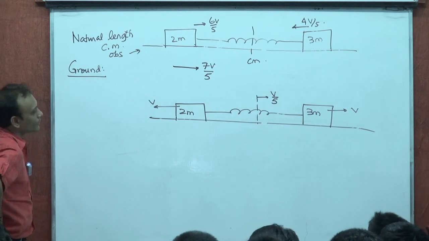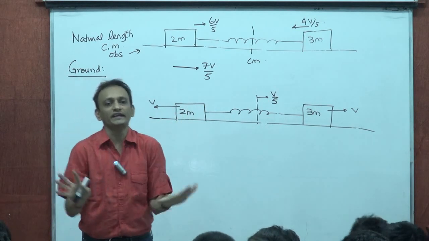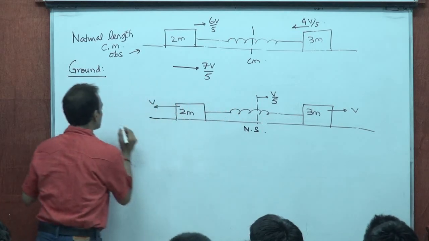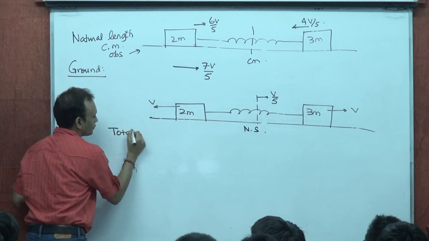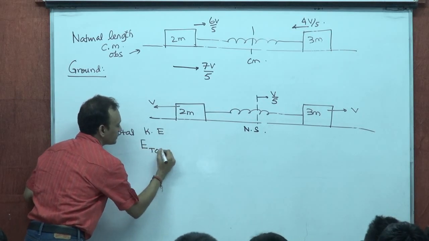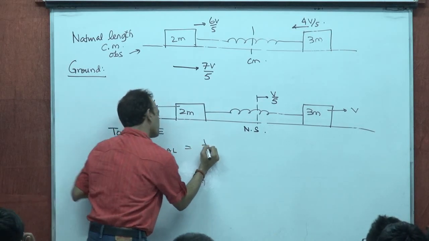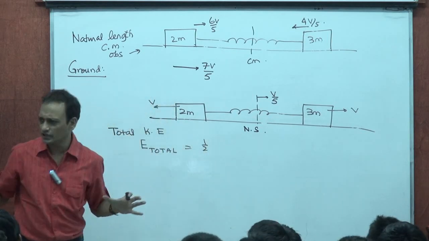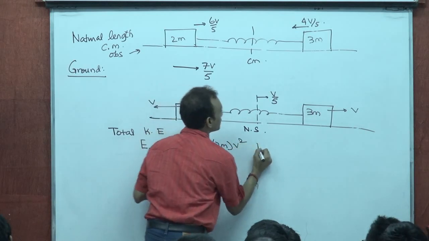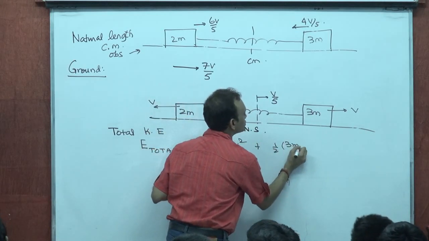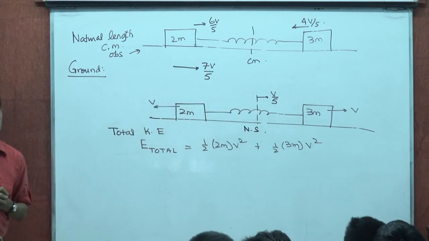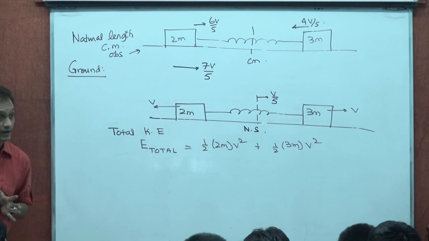Now, in this state, what's the total kinetic energy of the system that we started with? The spring was in its natural state. What was the total kinetic energy of the system? Let me call it E total, in the ground frame. It's half of 2m into v squared plus half of 3m into v squared. That's the total kinetic energy, the total energy of the system, so to say.